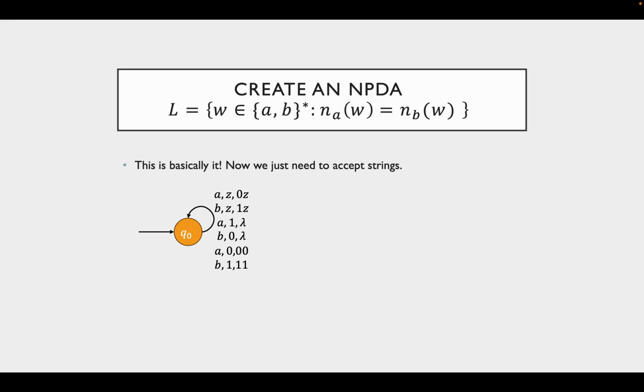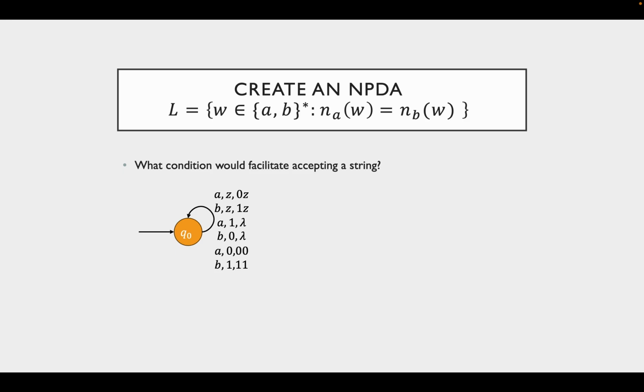And this is basically it. These are all the things that can happen. We can either read A with an empty stack, we can read B with an empty stack, that's these two. We can read A when we just read a B, we can read B when we just read an A, or we can read an A when we just read an A, or read a B when we just read a B. Now we need to get to this accepting of strings.